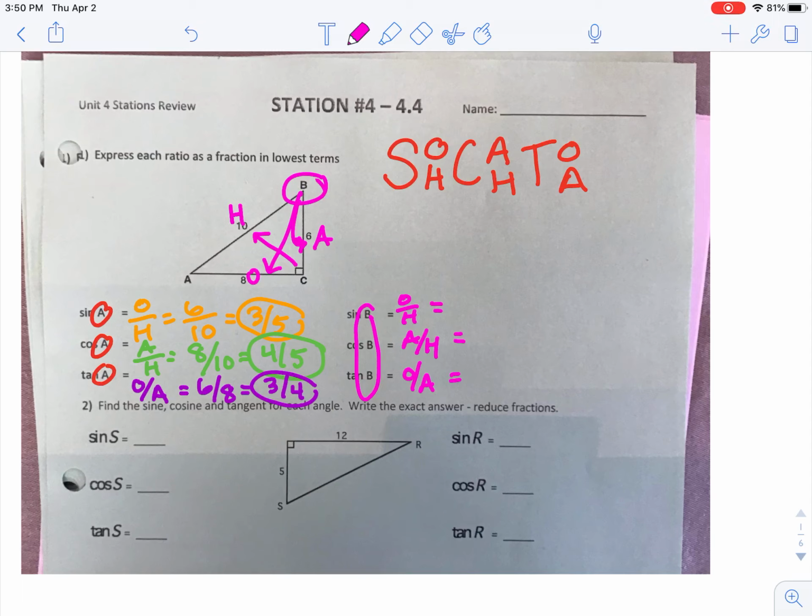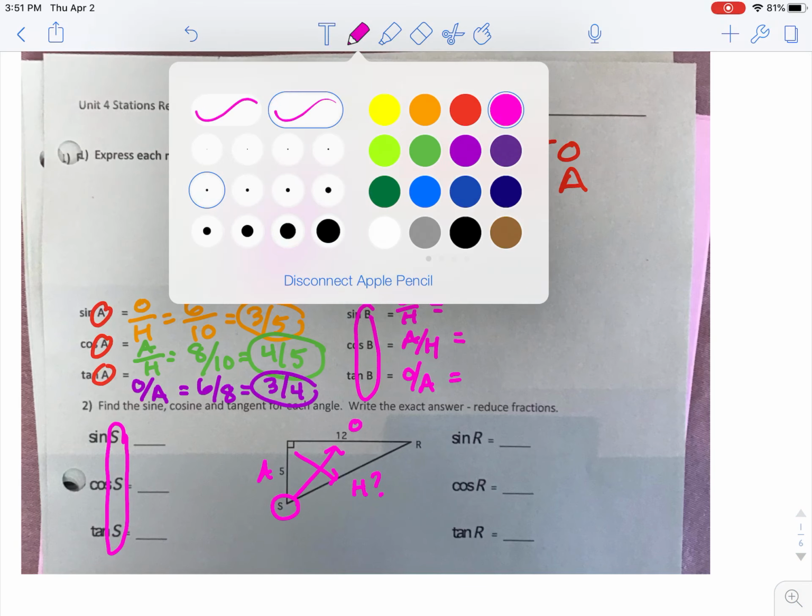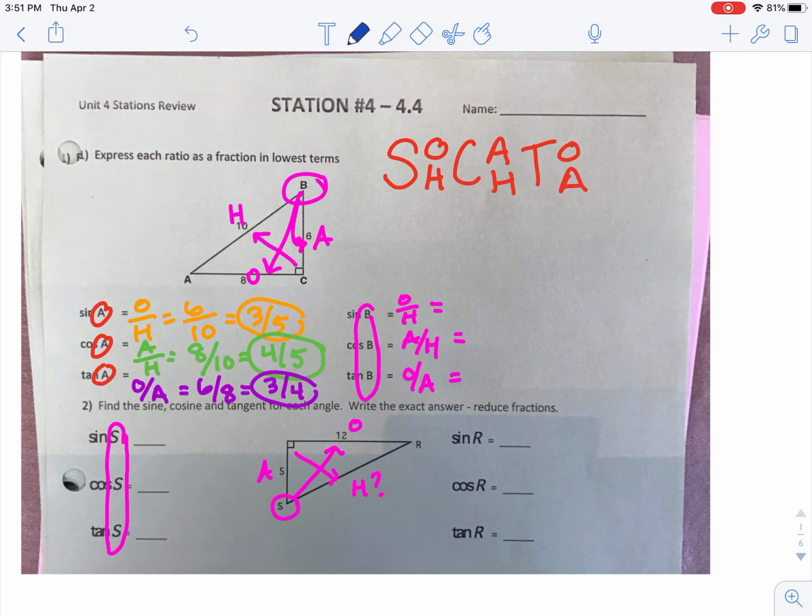When you get down to number 2, the issue is you can do all this. It's sine of S, cosine of S, and tangent of S. So you start at S, and go across, you get opposite, adjacent, but then what you realize is that the hypotenuse isn't here. So we need to go back to our prior knowledge.